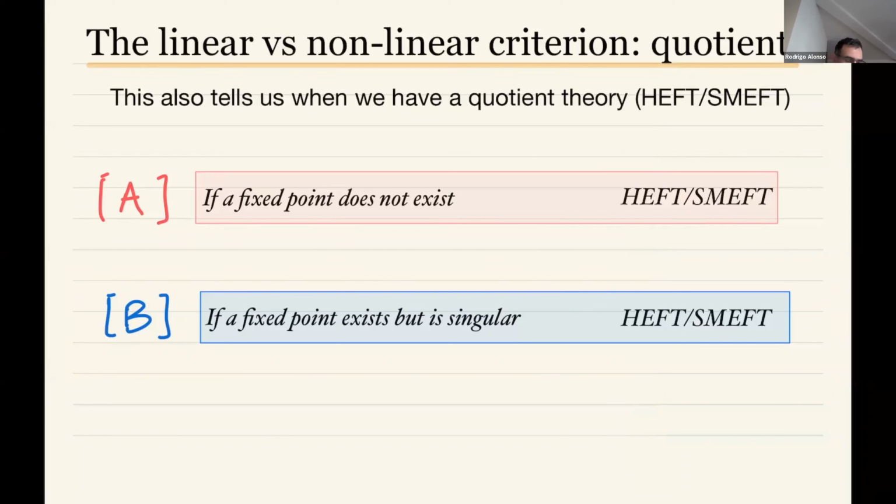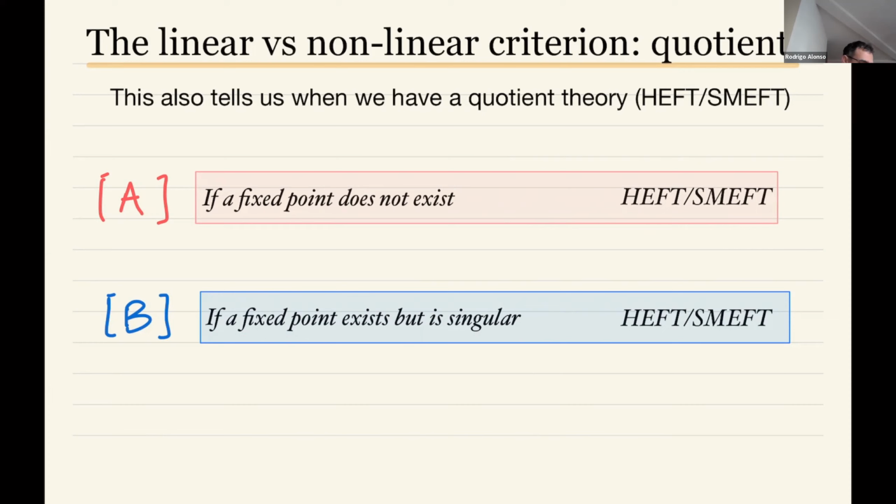And roughly speaking, we can classify our theories depending on which of these two conditions they violate. It could be that such a point simply does not exist. You could think of that plane removing the origin, making a hole in there would do the job, although to make it smooth, you would have to continue it downwards. Or it could be that that fixed point exists, but it is singular. It doesn't admit an expansion around that point.